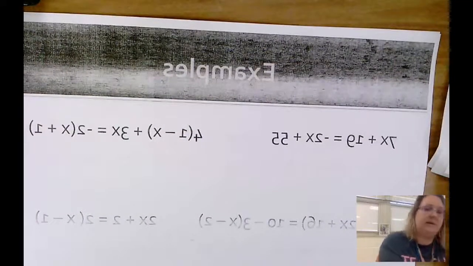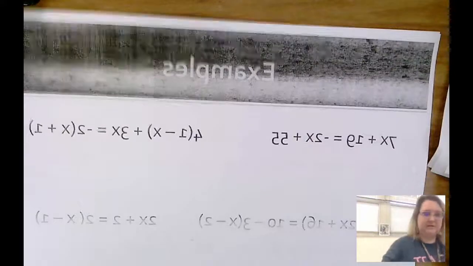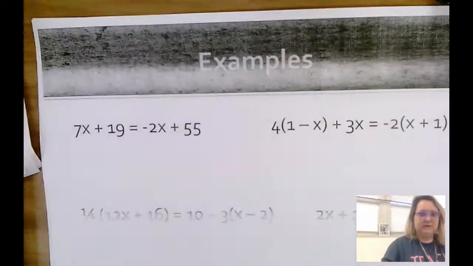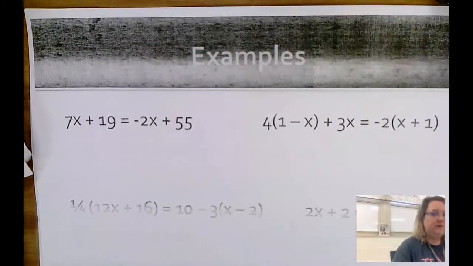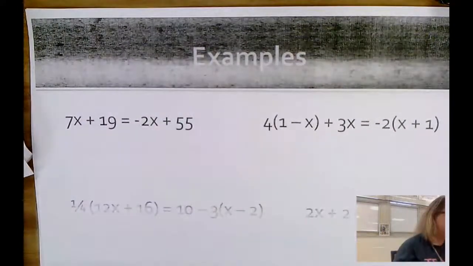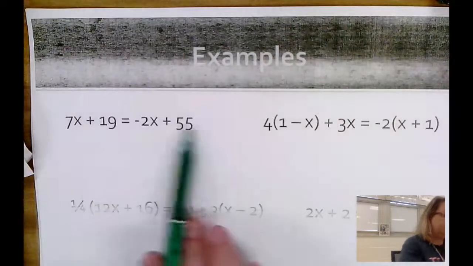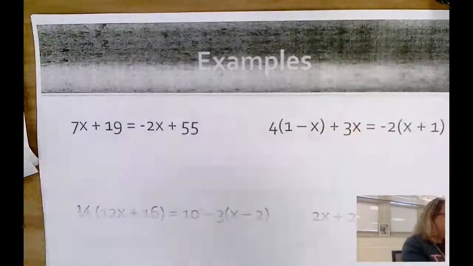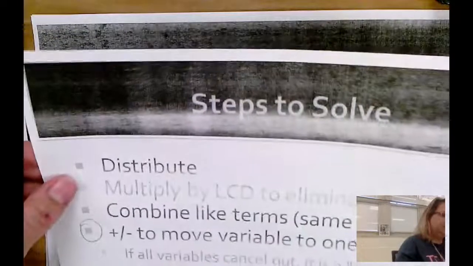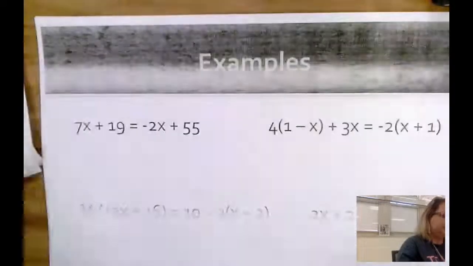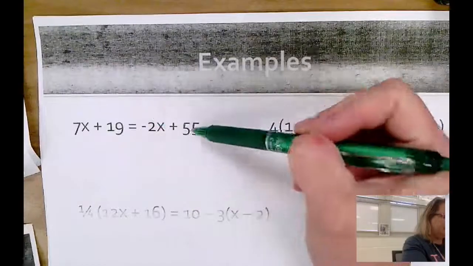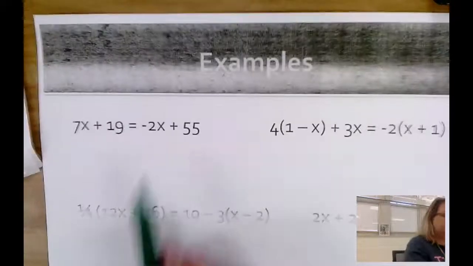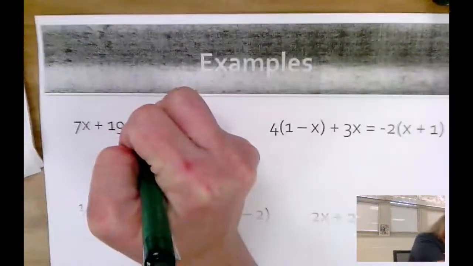Oh no, everything is backwards. All right, so let's try this. Do I have any parentheses? I do not need to distribute. Do I have any fractions? Nope. Our next step is to combine like terms on the same side of the equal sign. I do not have any like terms, so now we are going to add or subtract to move the variable to one side. My negative 2x is smaller, so I'm going to add 2x to both sides.